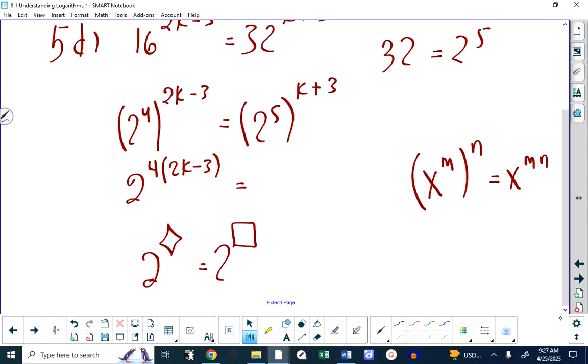I suspect many of you would have written 8k minus 12 there, right out of the gate. Not right at the very beginning, but at this point here that I'm at, you probably would have written 8k minus 12. I'm going to do it this way, 2 to the 5 times k plus 3.